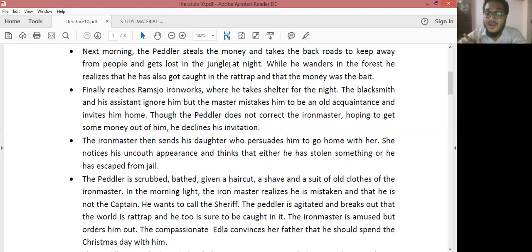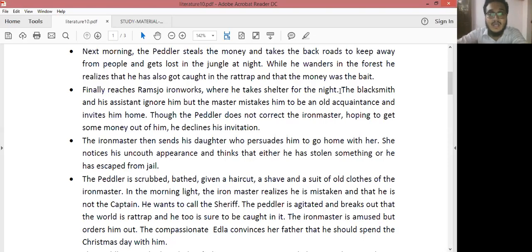So the next morning, it was a shocking thing what he had done. He trusted him and he did not show the same trust. Next morning, the peddler steals the money. He started smashing the window, and from the window frame where the money was kept, he took the money and takes back roads to keep away from people and gets lost in the jungle. So he did not walk on the road where people can catch him. So he started walking towards the jungle at night. And what happened? He was lost in the jungle, and due to which he did not get the way to come out. Okay, so he did not get the way to come out from the jungle.